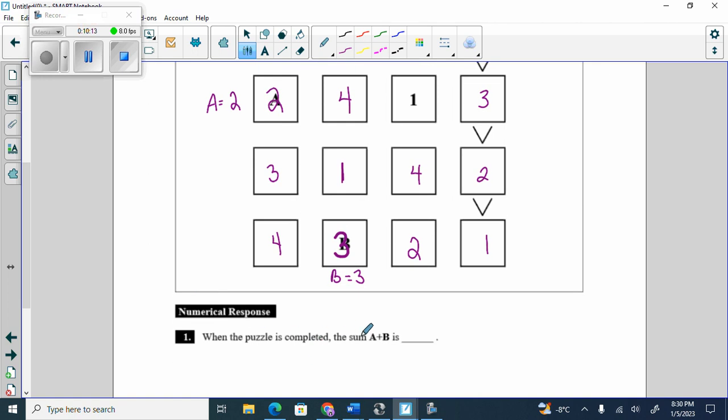When the puzzle is completed, the sum of A and B, so we want to sum it, sum is addition, 2 plus 3 equals 5. Now remember, when we fill this into numeric response, guys, I'm going to show you, we have our boxes here. We always fill in left to right, and we don't have to fill in every box. So this is going to be a 5 here.